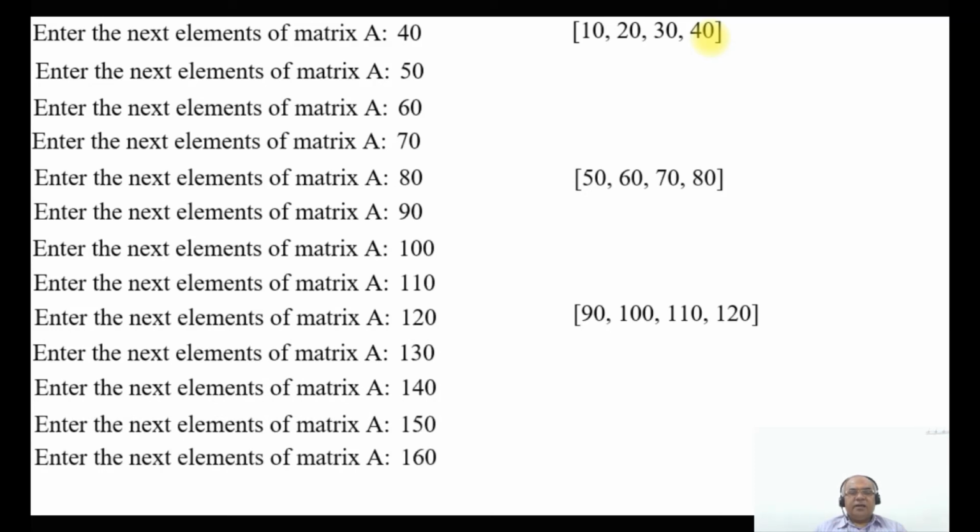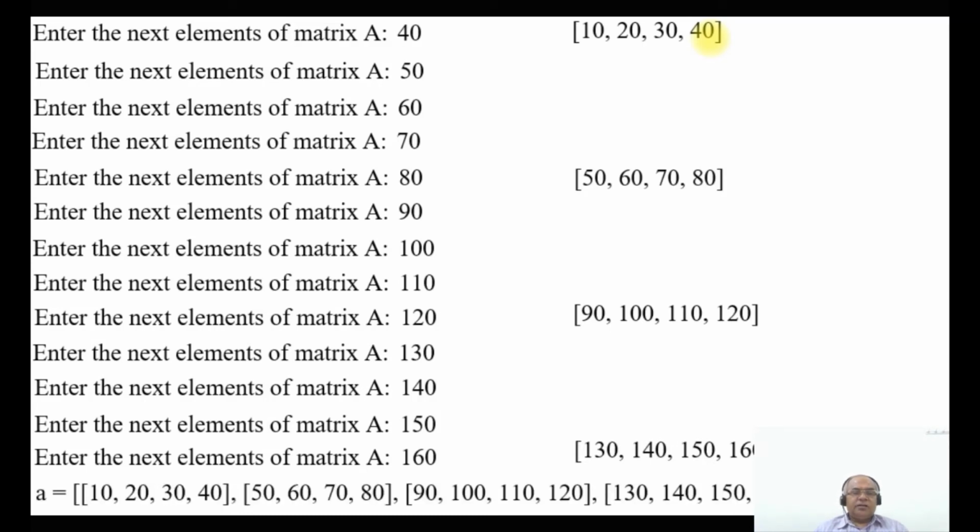Elements of the matrix A, which is 130, 140, 150. I'm entering the elements one by one. So this is how it will be executed. So finally the list A, which has been shown there by using the Python language, is also the same as what we have entered here.